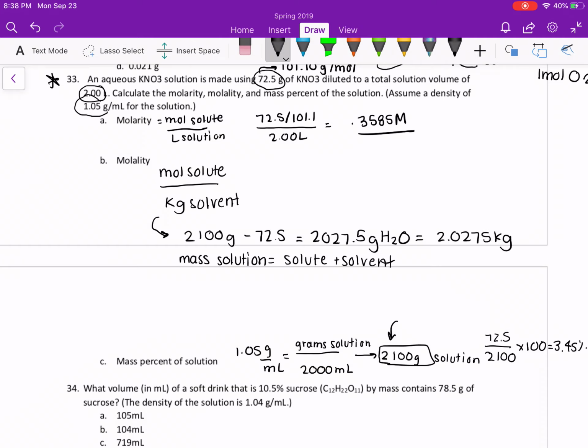I'm going to use that same mole value from part A, which I didn't write out, but it's akin to 0.717. So you put 0.717 over 2.027 to get the molality, which is 0.3536. So really similar to molarity in this case. So that's okay.